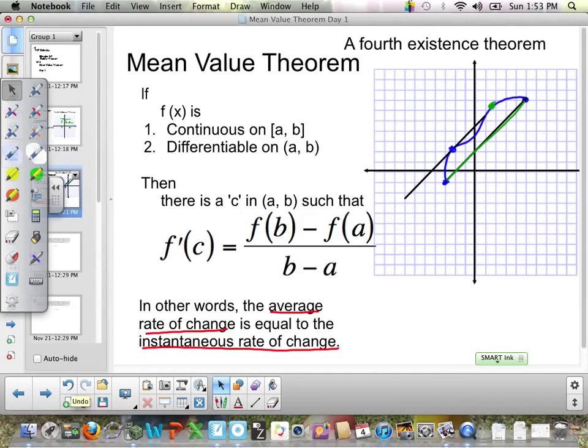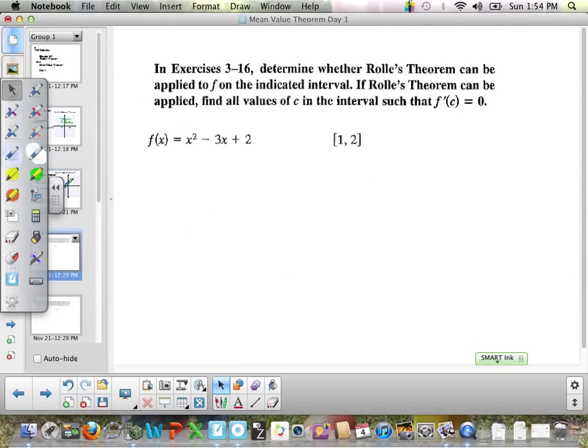All right? This has implications for traffic. If you're going 55 at 2 checkpoints the cops set up, but between them your speed is higher than that, they know you weren't going 55 during that entire interval. Okay. Rolle's theorem, not on the AP test, but it leads very nicely to the mean value theorem. So that's why we discussed it a little bit, just so we can look at it.